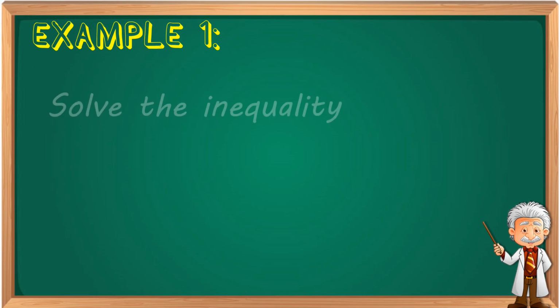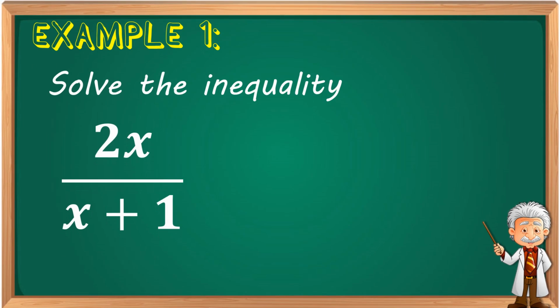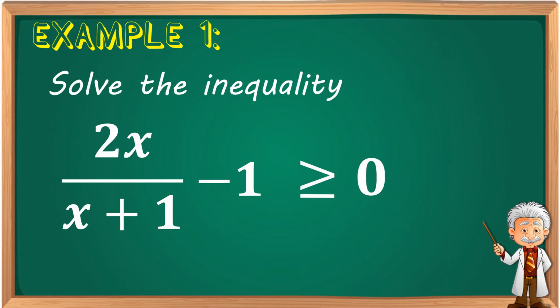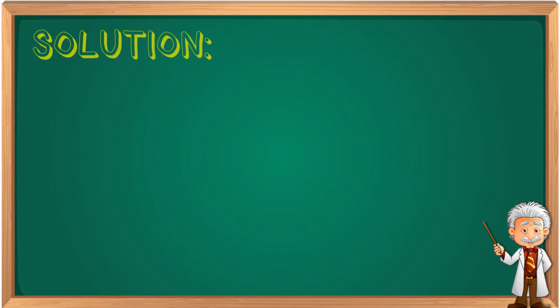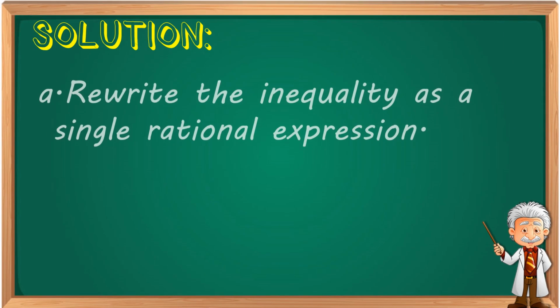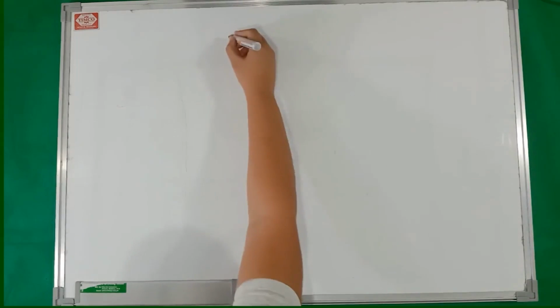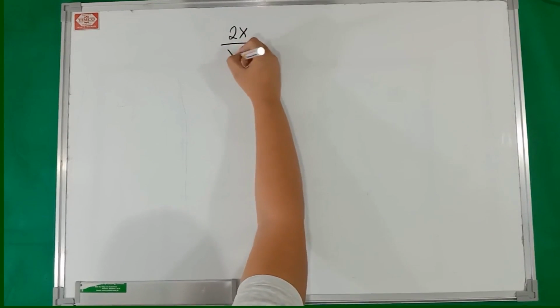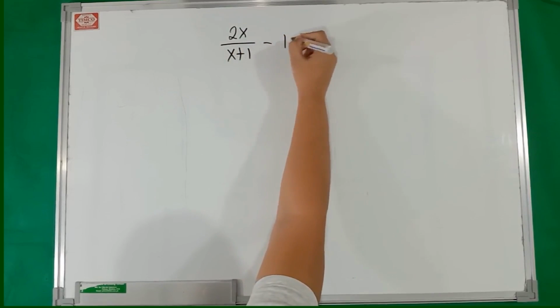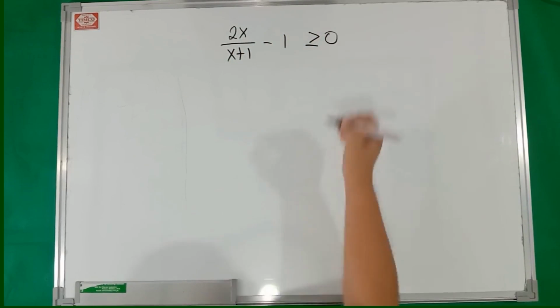Let's have example 1. Solve the inequality 2x over x plus 1 minus 1 is greater than or equal to 0. Solution. For our first step, we have to write the inequality as a single rational expression. So we have the inequality 2x over x plus 1 minus 1 is greater than or equal to 0.